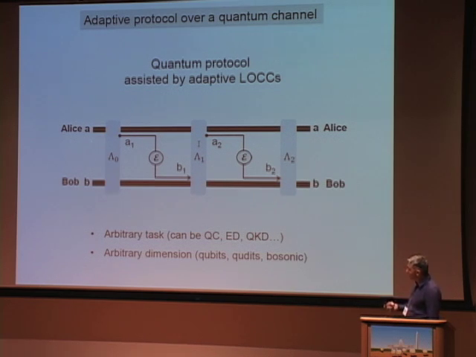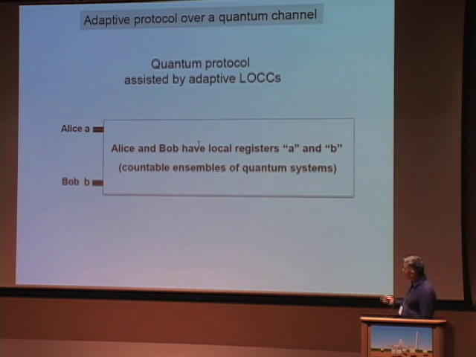So we have Alice and Bob. Okay, they are separated. They have to achieve some arbitrary task. It can be one of the three tasks I just talked about before. And they can use a system in arbitrary dimensions: qubits, bosonic systems, there is no restriction in this particular description. So first of all, they have local registers, A and B. You may think of quantum systems they can access. They can be countable, whatever they want. We don't want to give them restrictions locally. So they have these countable ensembles of quantum systems locally.